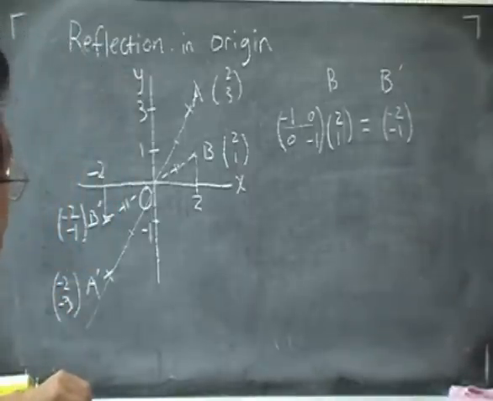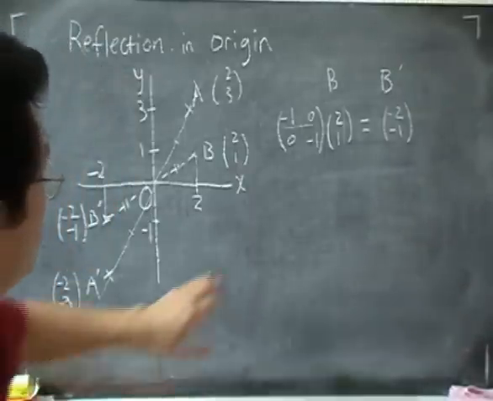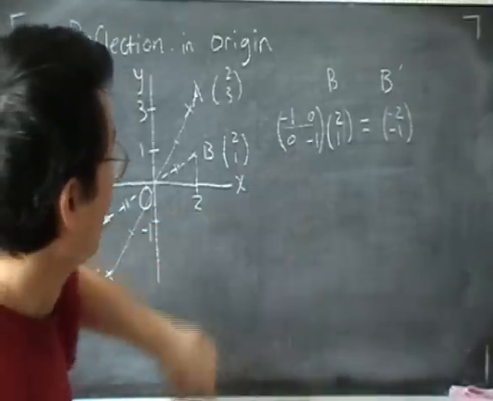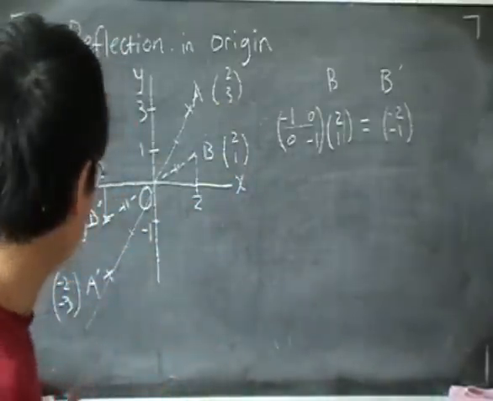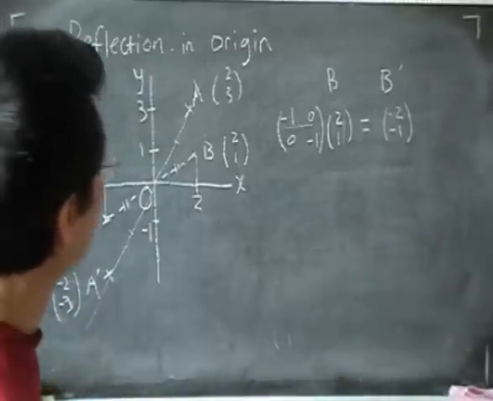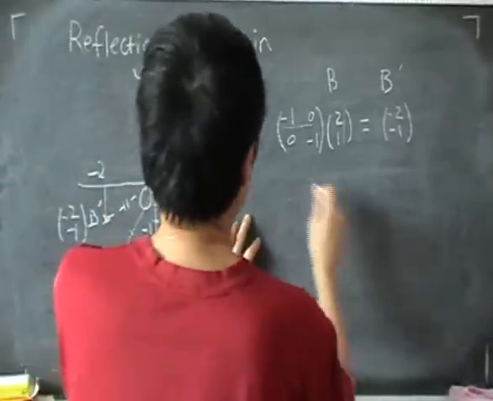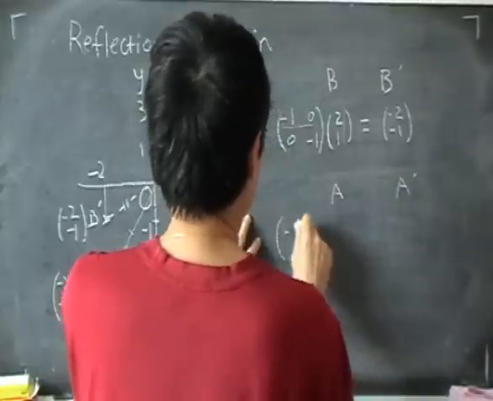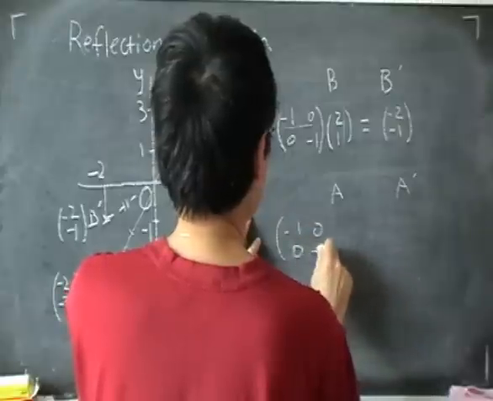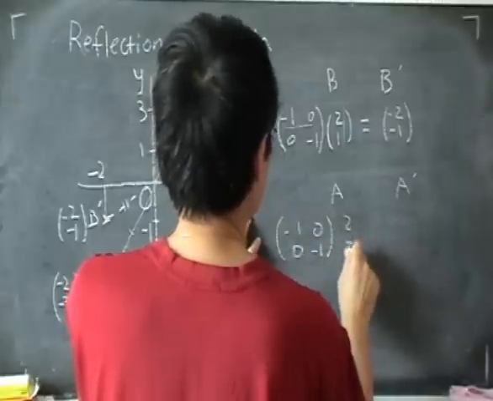Alright, so we can already see what the answer is. So we just want to check that if I use this same matrix and multiply by 2, 3, we can actually get the correct answer. Let's try that. A and A prime. So minus 1, 0, 0, minus 1, and 2, 3.